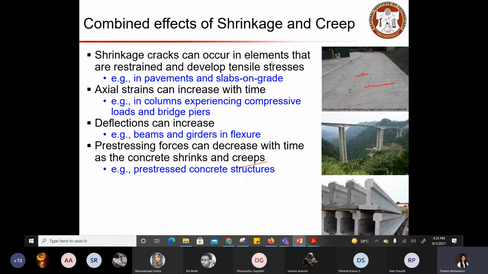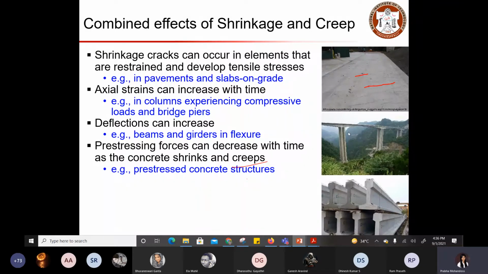So the combined effects that you can see here, one example is pavements and slab on grades. And then when you talk about axial strain, that is mainly on the columns of your bridge piers. And then this will result in increased deflection. So the beams and girders, those are flexural members.